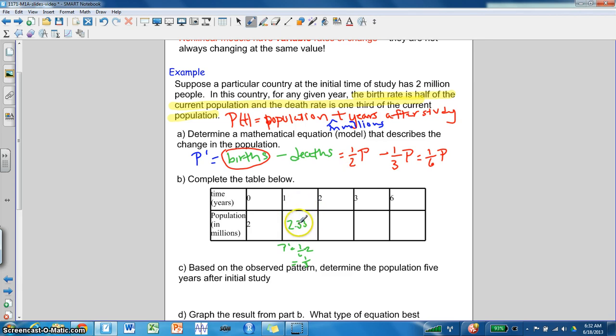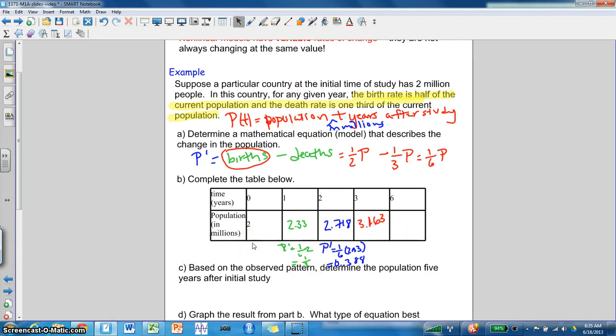Okay, and continuing this pattern, I can do the same thing over here. So P prime should now equal 1/6 of 2.33. Punching that into my calculator, I get 0.388 or so. And adding that, I should get 2.718 or so. Okay, and I filled out the value for 3.